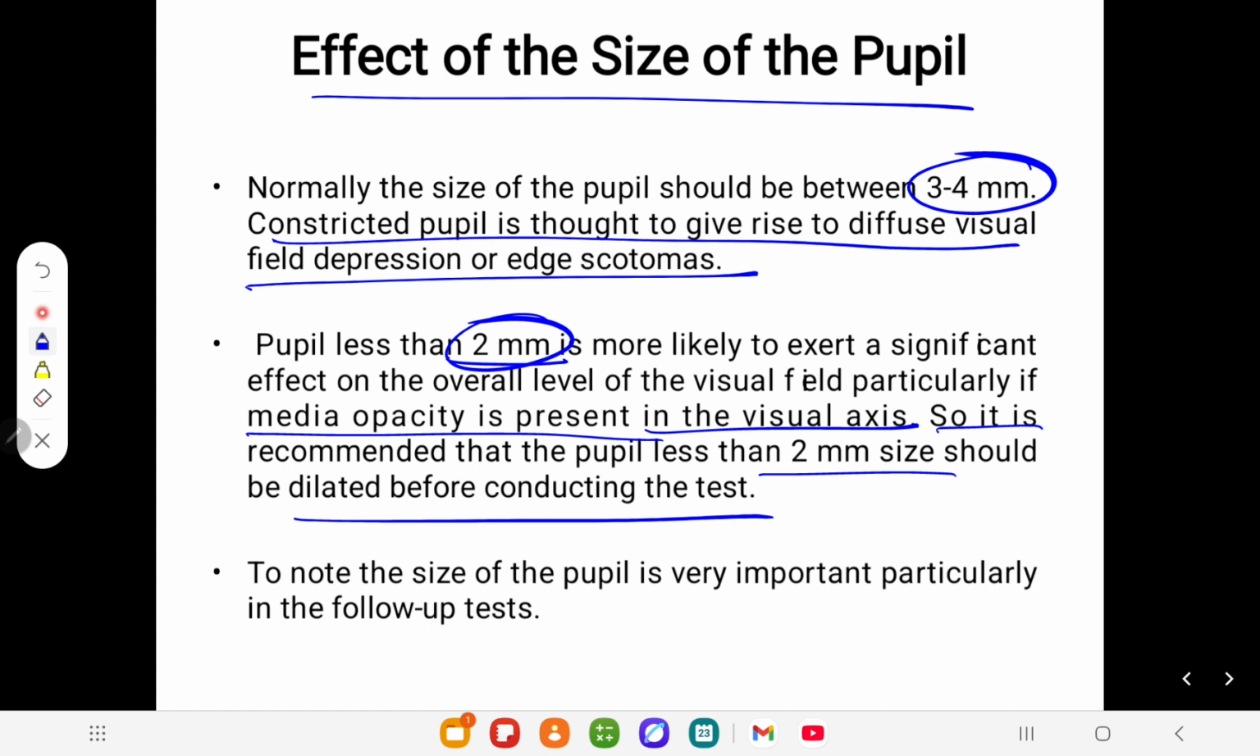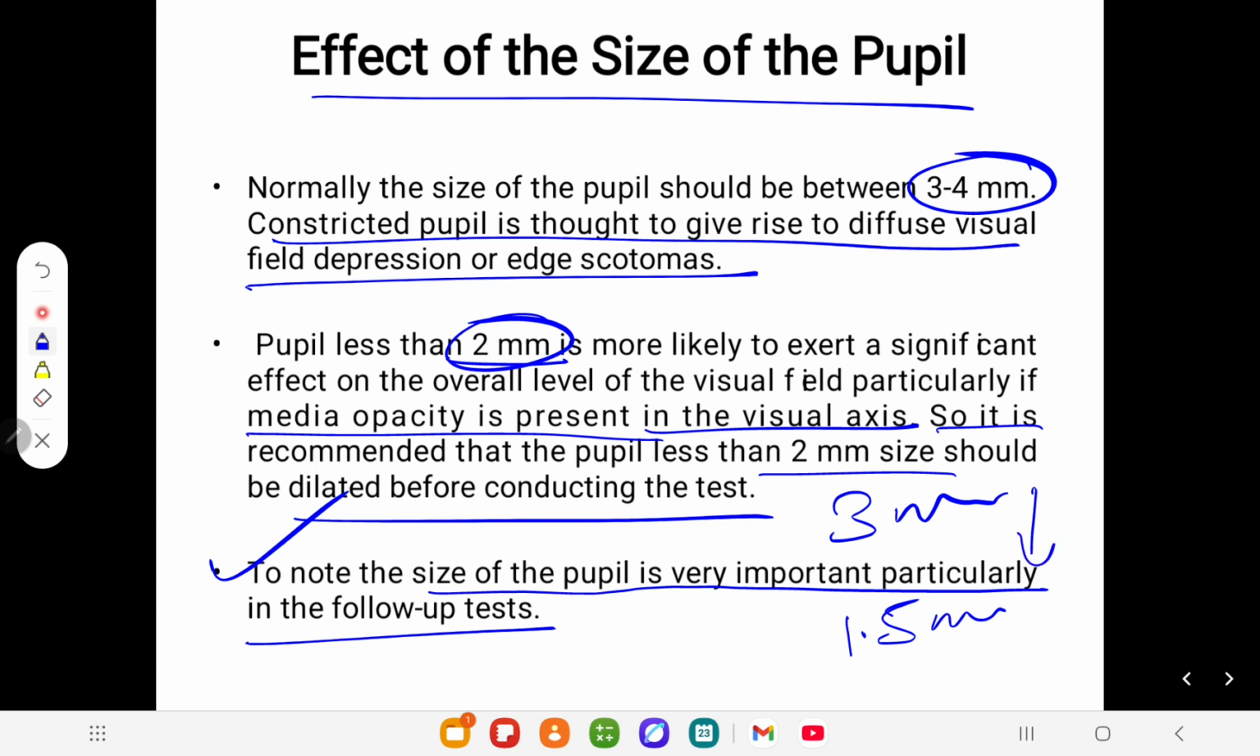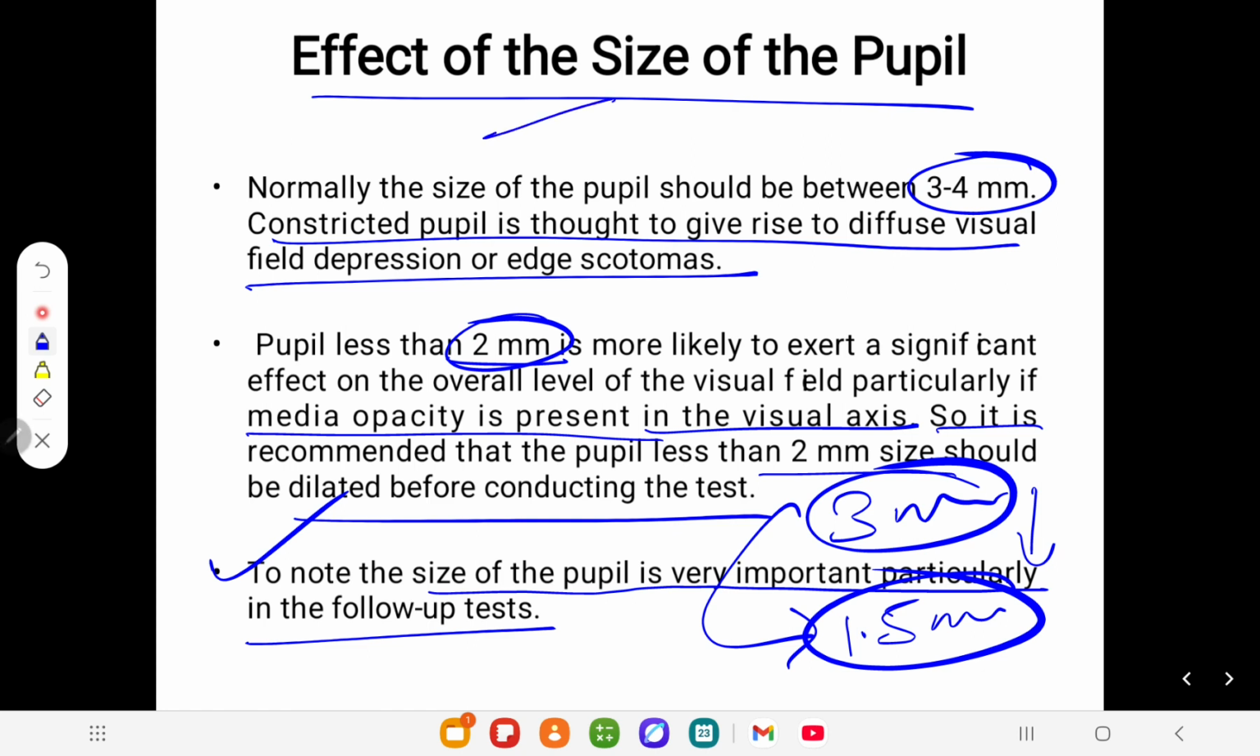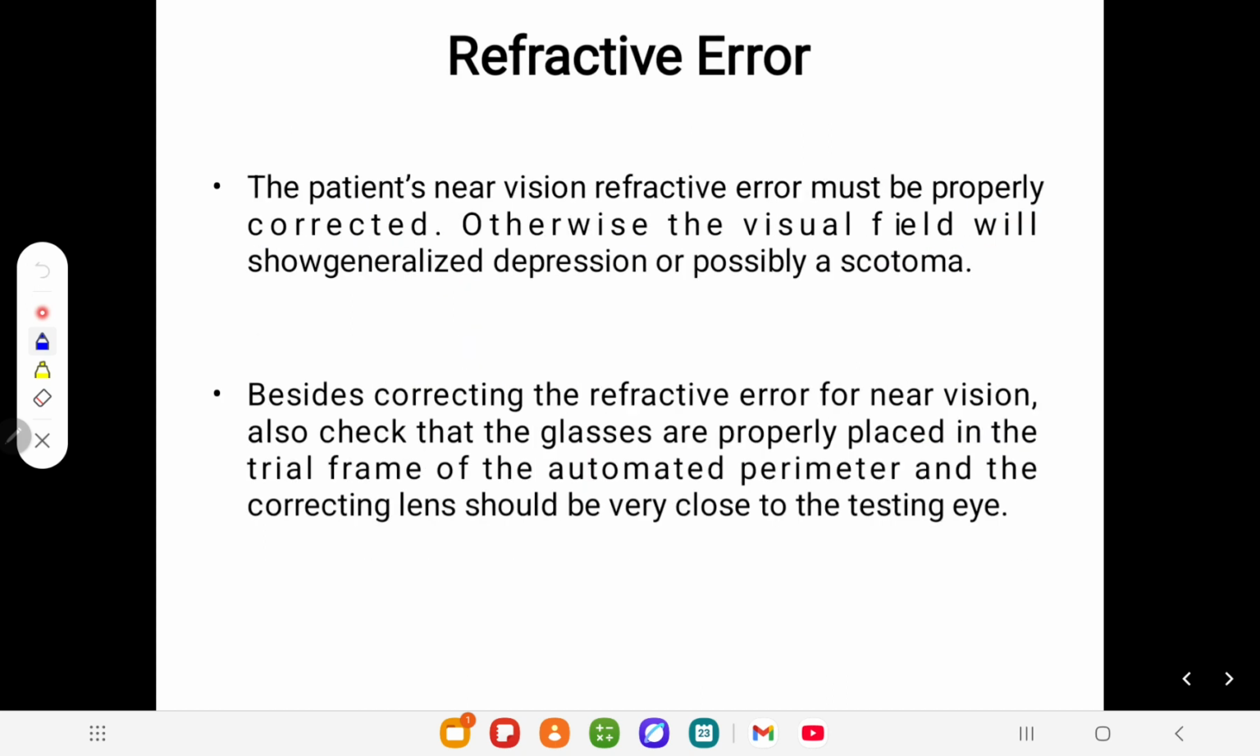Another very important point that you must understand is to note the size of the pupil, particularly in follow-ups. Say the first test is done at 3 mm and the second test is done at 1.5 mm. Then you must understand why there is a visual field loss from the first test to the second test. It's very important whenever you compare two tests. You have to understand that the test strategy is the same, the reliability index, the time consumed, and the pupil size. Okay, that's important.